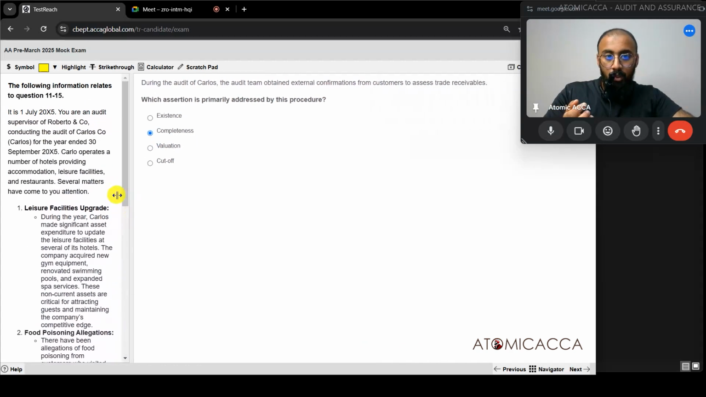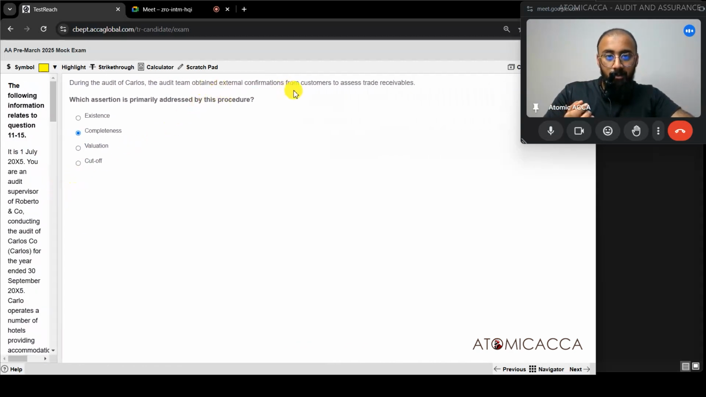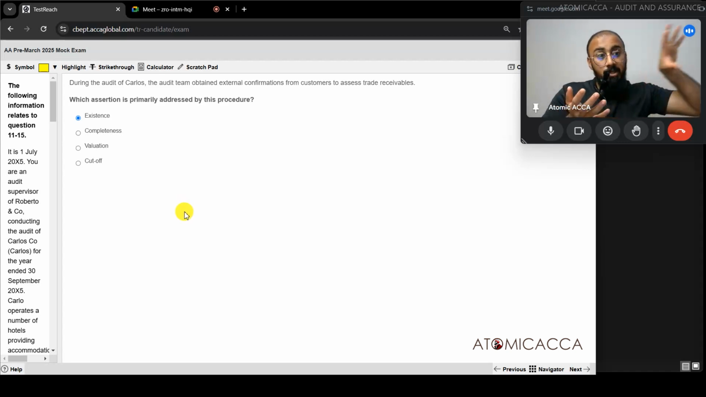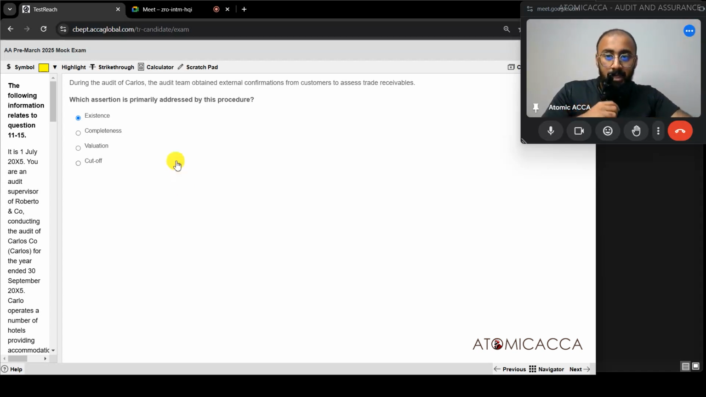So the audit team is getting external confirmation about the receivables from a sample, which means this is going to confirm your existence, whether these receivables that are recorded within the books are actually there or not. That's why you're taking external confirmation from people. Completeness, anyways, would be the opposite way around, so that's not going to work out. Valuation is specifically about the amount.